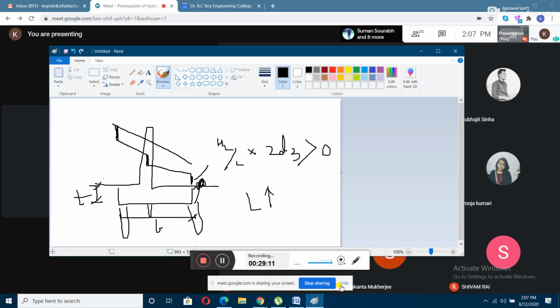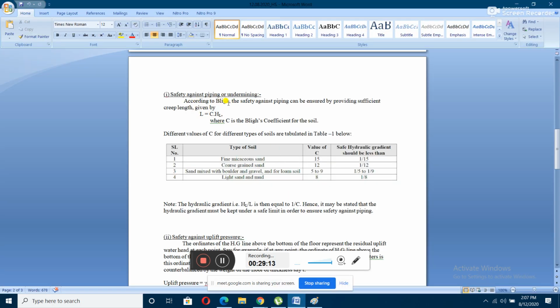From the safety against piping, he found out the value of the length, that is the B value. He found out what will be the length of the floor. For that, he developed another coefficient, known as Bligh's coefficient for the soil. That constant is denoted by capital C, which is equal to the reciprocal of the hydraulic gradient.